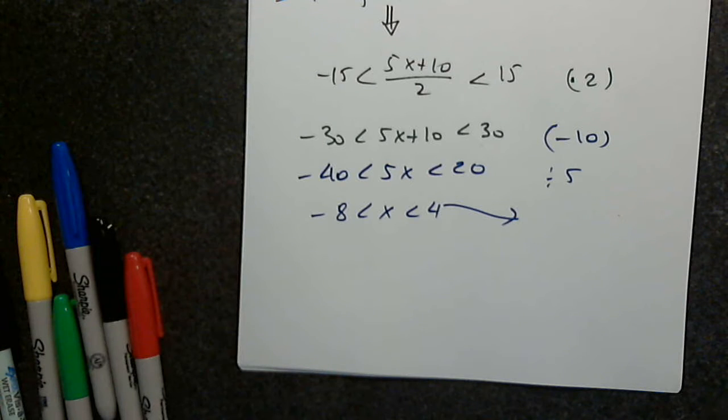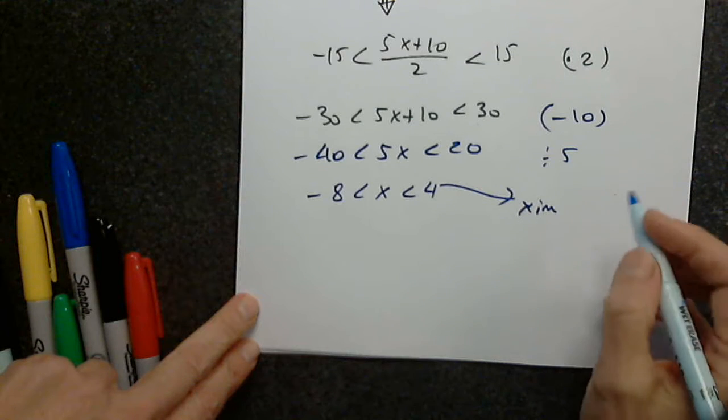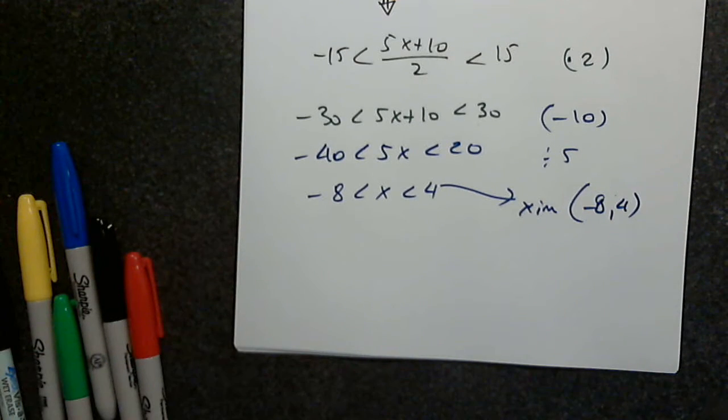Okay? Do not try to apply the method you applied to the other one to this one. It's not a good idea. Okay, so what is the interval? So I will say x in the interval (negative 8, 4). Very good.